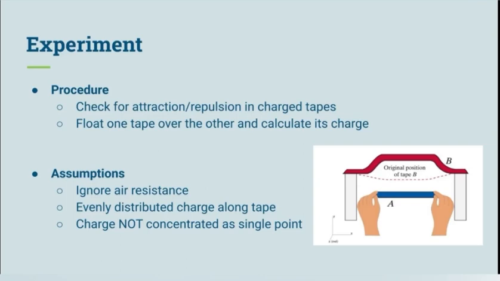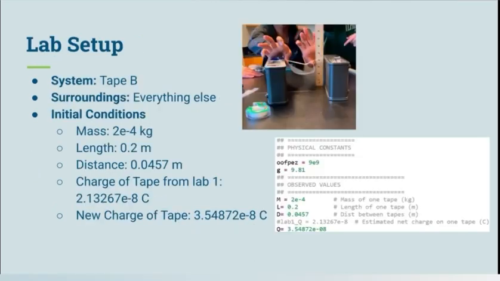Some assumptions made for Lab 2 were ignoring air resistance, assuming that charges were identical and evenly distributed along the tapes, but this time the charges were not concentrated as a single point charge. In this scenario, the system was tape B while the surroundings were everything else. We are given the K constant and the acceleration due to gravity near Earth's surface.